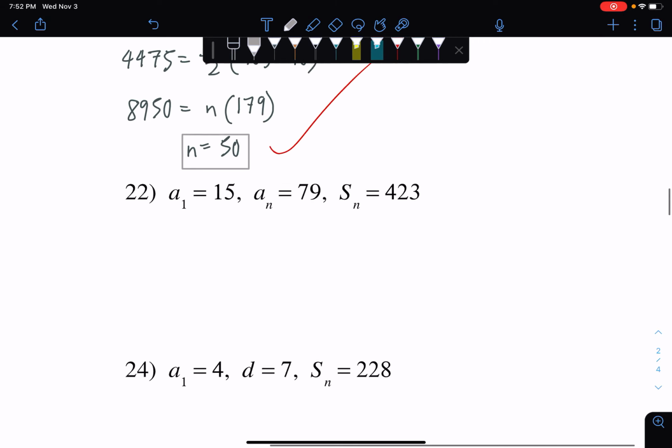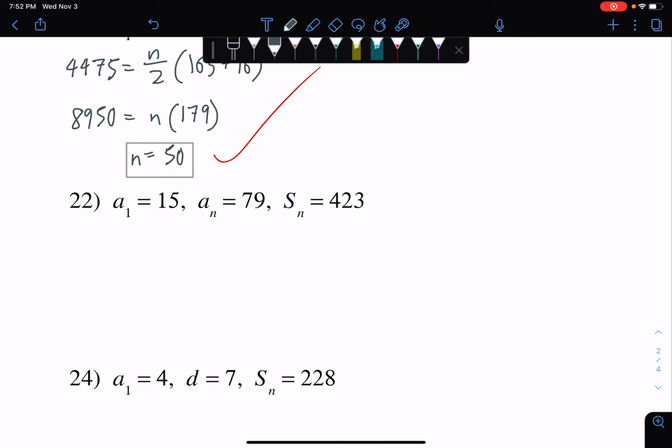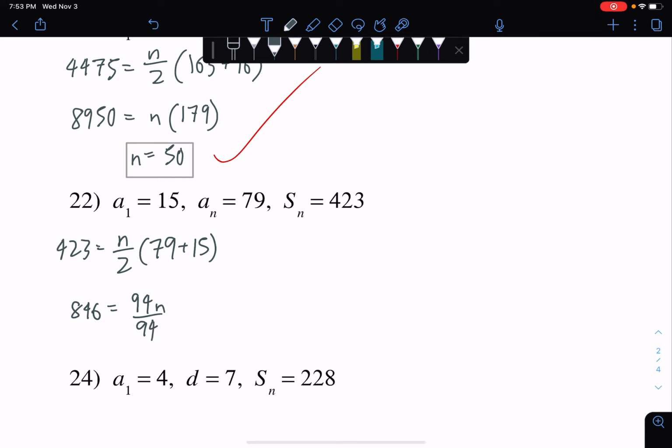Let's move to number 22. 423 is equal to n over 2 times the quantity 79 plus 15. We multiply both sides by 2. 423 times 2 is 846, and 79 plus 15 is 94. Multiplied by n, we get 94n. Now, divide both sides by 94. N is equal to 9.